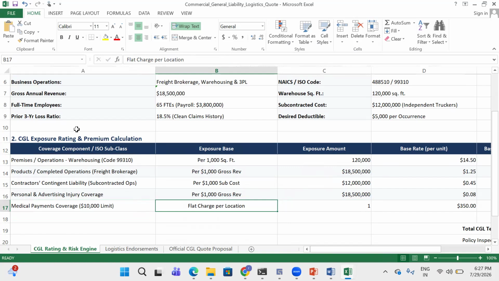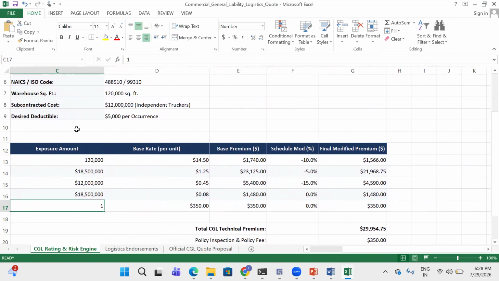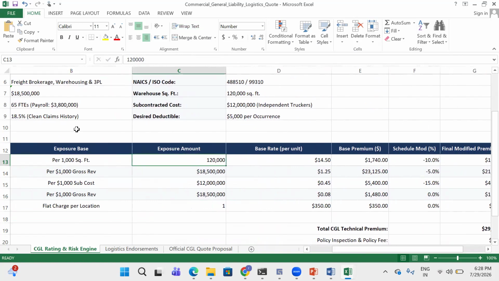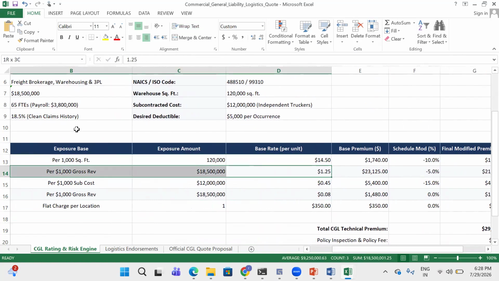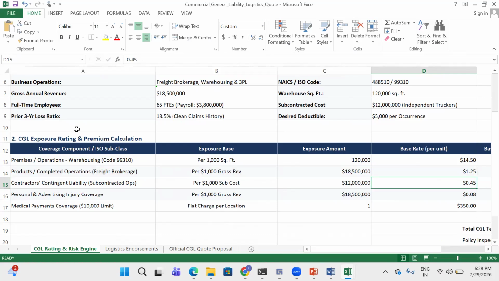Now, whenever there is any rating calculation, this is called a rate table. Here you can see what the rate table is. Base rate per unit is something we need to consider. Base rate is $14.50. Next, about $1.25 is the base rate for these products. Next, for contractors contingent liability and all, we have taken 0.45%.